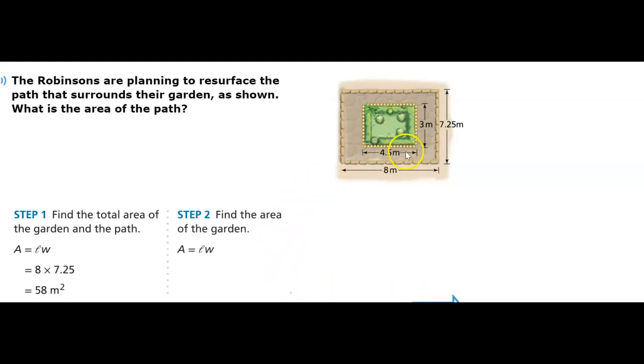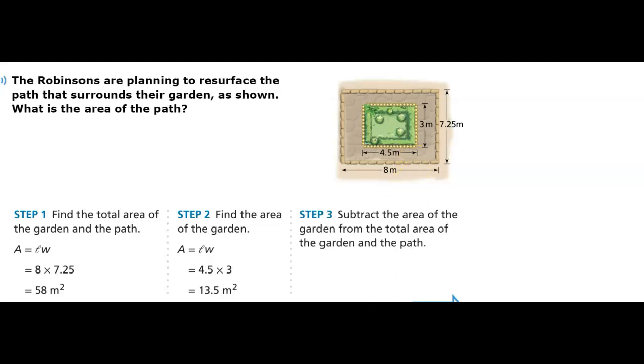Step 2, find the area of the garden. So we use the 4.5 meters and the 3 meters. Multiply that together, we get 13 and 5/10 meters squared. Next, we take both areas and subtract them from each other because we only want the area of the pathway, so we have to subtract the area of the garden. So we're going to subtract the 58 and 13 and 5/10, and we get 44 and 5/10. So the area of the path is 44 and 5/10 meters squared.